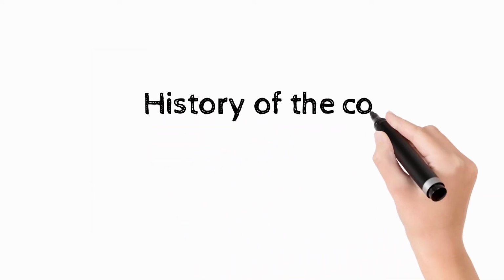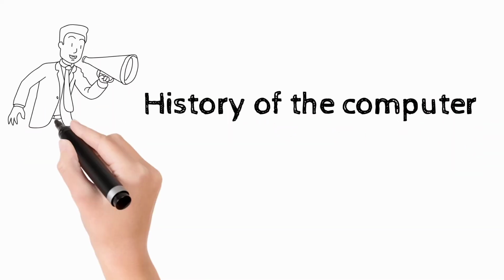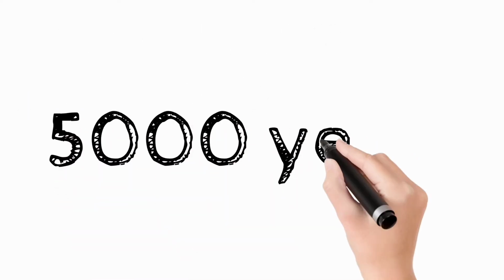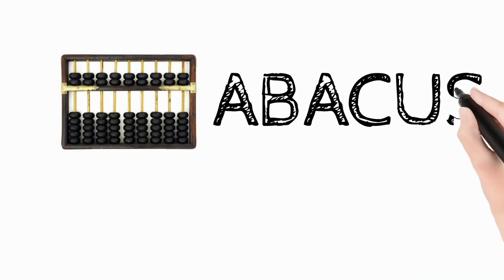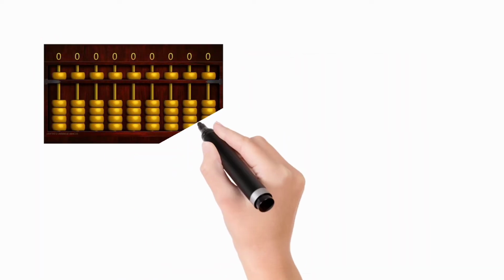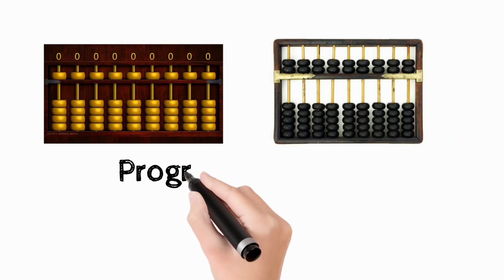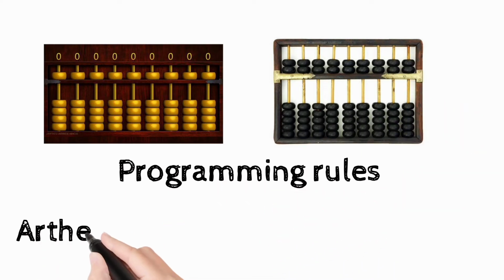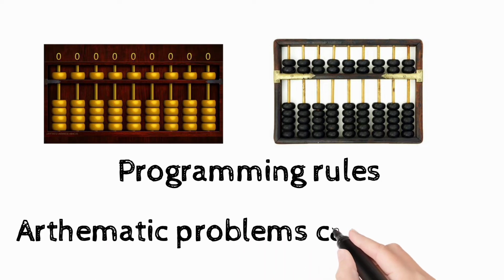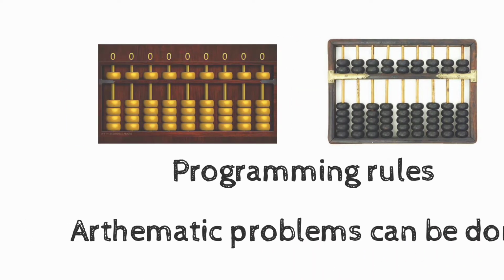Now let's talk about the history of the computer. Computer history is almost 5,000 years long. It all started from a simple computer called the abacus. The abacus is a wooden rack holding horizontal wires with beads strung on them. When these beads are moved according to programming rules, all regular arithmetic problems can be done.